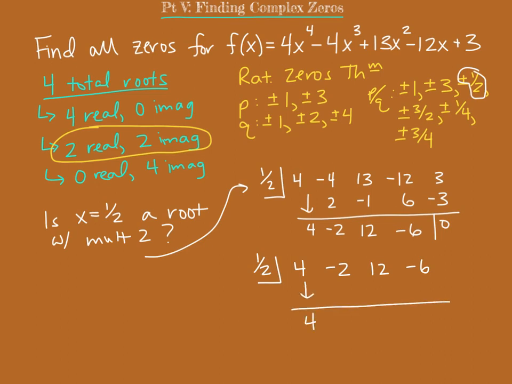We bring the 4 down. Half of 4 is 2. Add those together. Half of 0 is 0. Add those vertically. Half of 12 is 6. And it works.